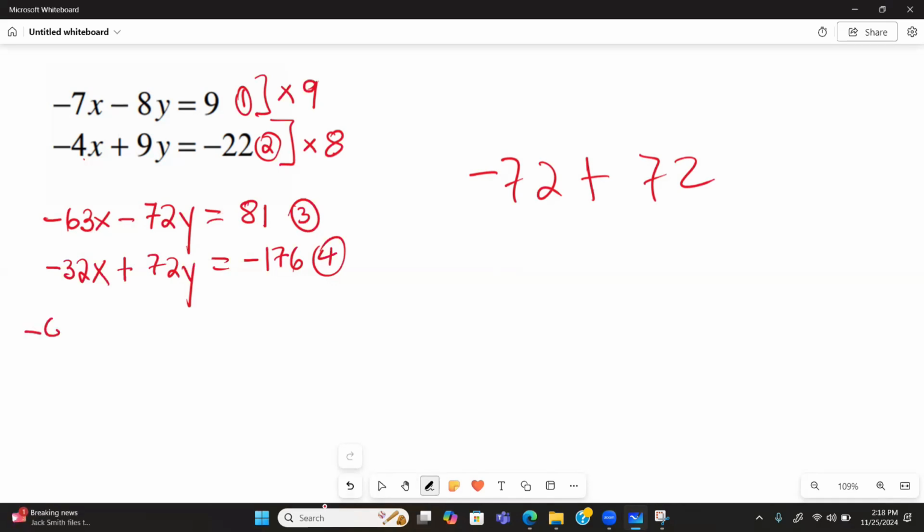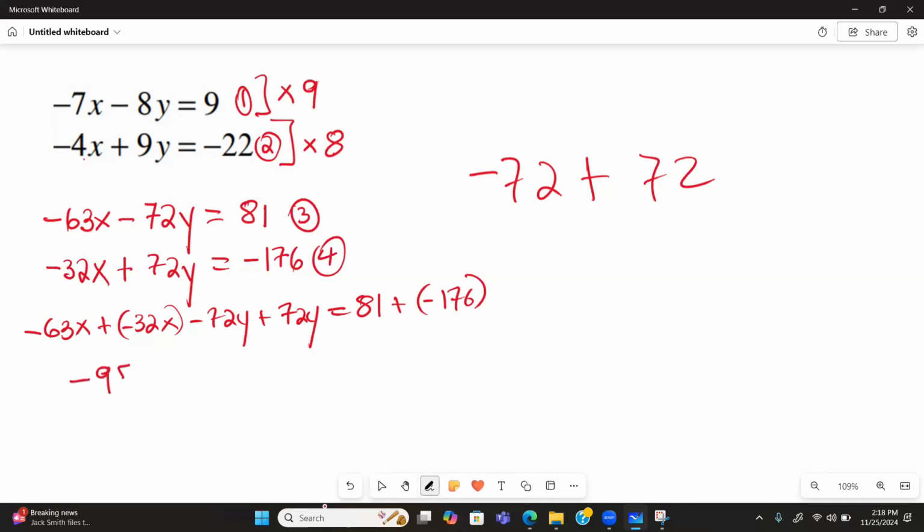Okay, let's add. Negative 63x, we're adding that to negative 32x. Negative 72y, let me put this in a bracket, we are adding that to 72y, and this is equal to 81, and I'm adding that negative 176. Let's put it together. When we add negative 63 and negative 32, we're going to get negative 95x. Adding same sign, we add, we keep the sign. The negative 72y and the 72y becomes a 0.